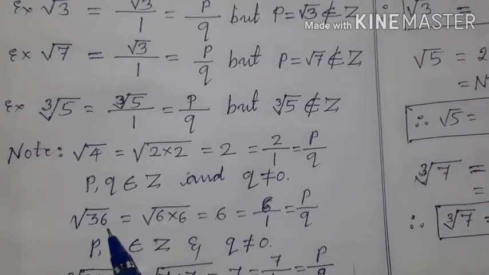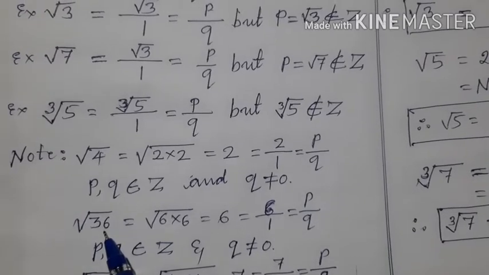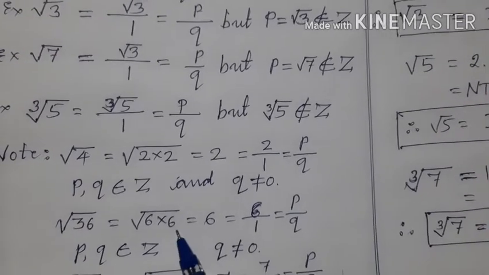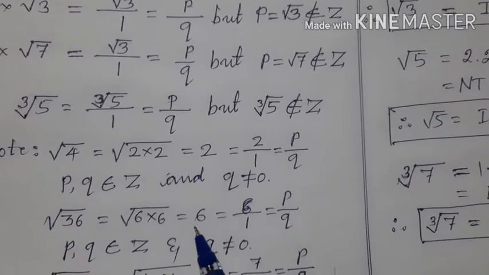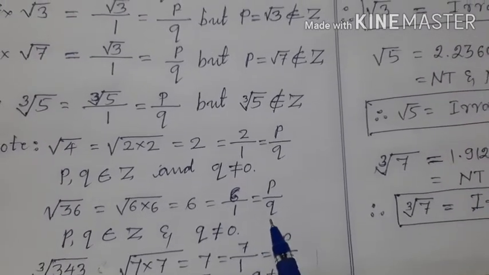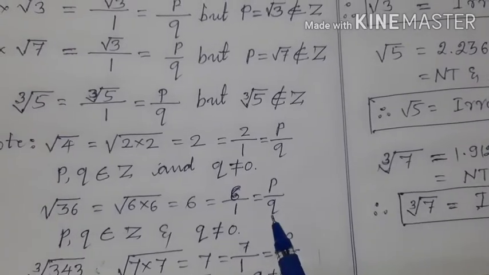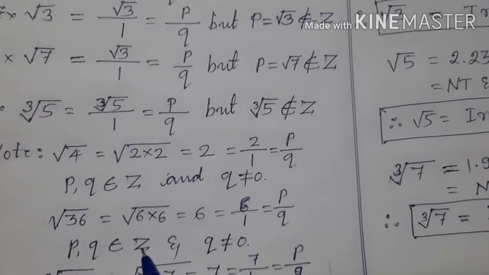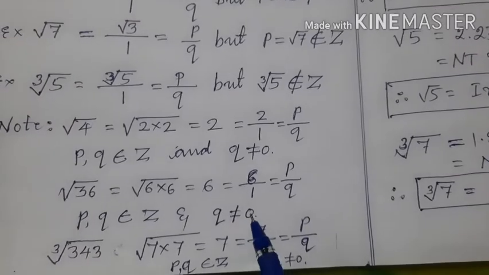Similarly, square root of 36 is not an irrational number. It is rational because square root of 36 is equal to root of 6 into 6, and square root of 6 into 6 is 6, and 6 is equal to 6 by 1, which is written in the form of p by q, where p and q belong to Z and q is not equal to 0.